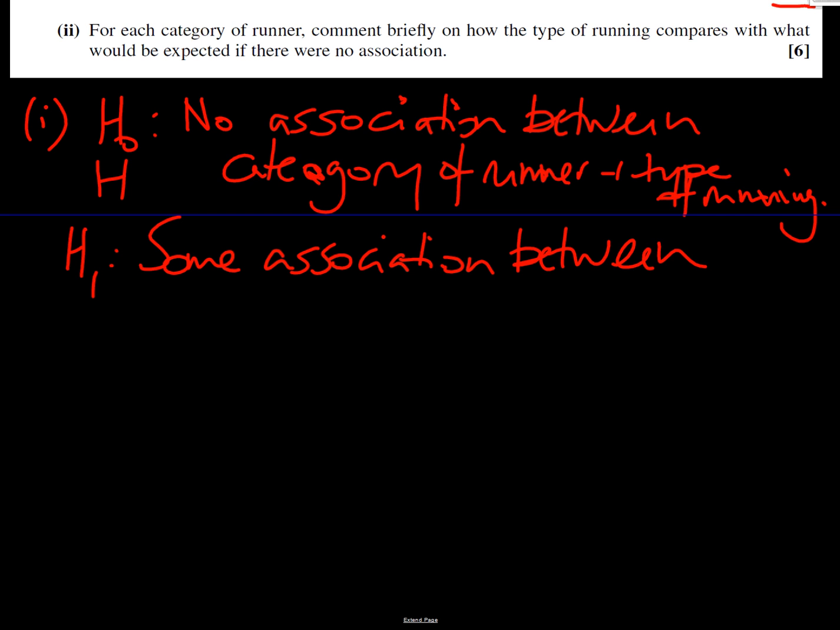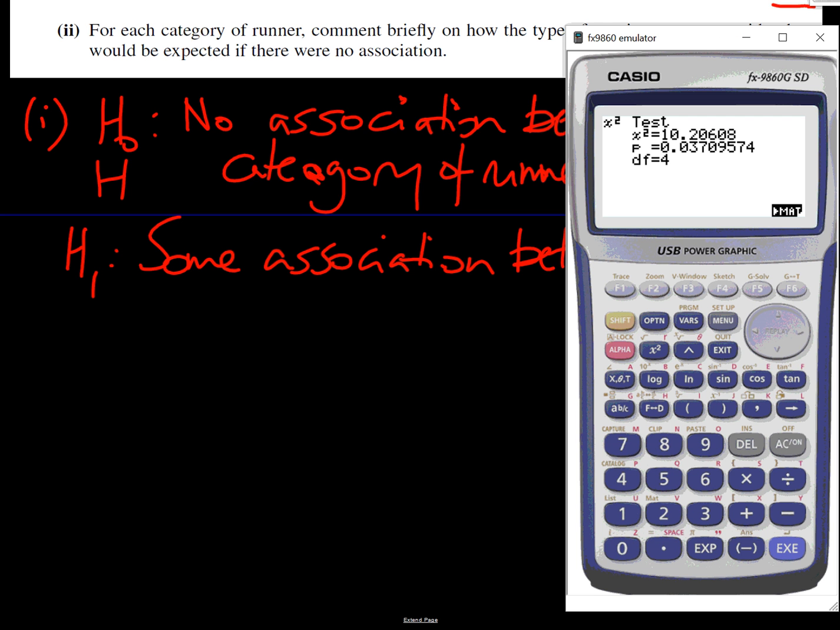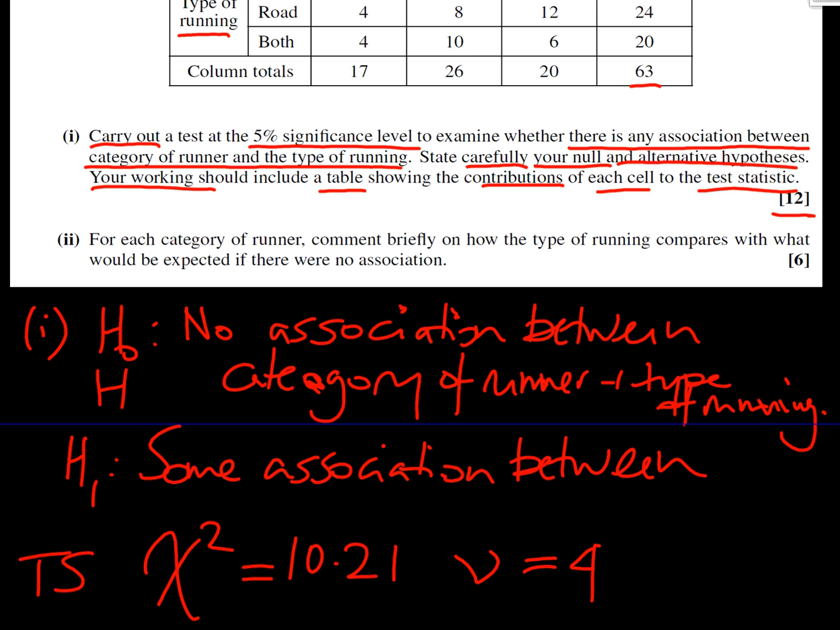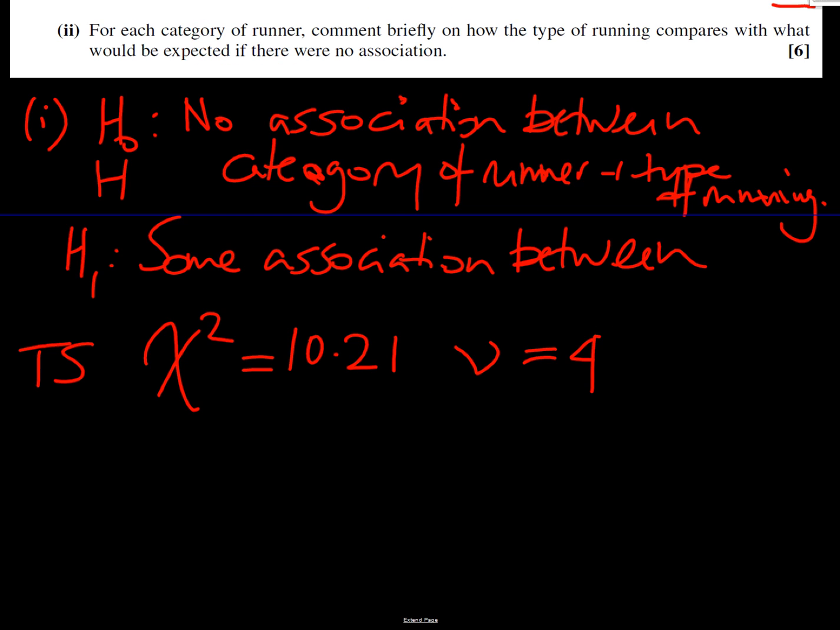So get those back on the screen. So our chi-squared is 10.21. So this is our test statistic in effect, isn't it? Chi-squared equals 10.21. Okay, and the degrees of freedom, well, it's found that for us, is 4. That makes sense, doesn't it? Because we had a 3 by 3 table, so the formula would be (n-1) times (m-1) multiplied together. That would be 2 by 2, wouldn't it?